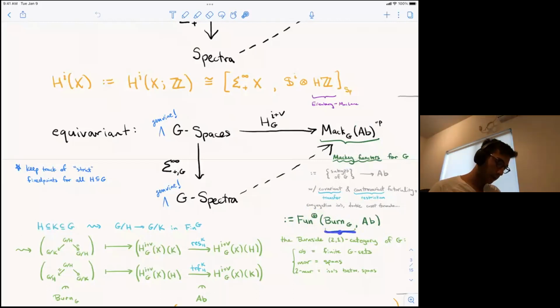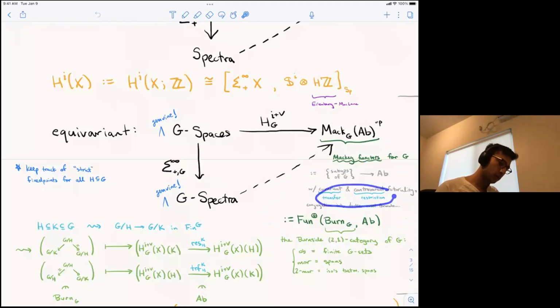So what is Burn here? Well, it's actually a 2-1 category. So it's a category, except that its homs are groupoids. So an object is a finite set and a morphism is a span of finite sets. And then it also has two morphisms, and these are all just isomorphisms. That's why it's a 2-1 category. And by the way, these functorialities are called restriction and transfer. So why are these definitions equivalent? Well, let me at least give a little indication of that.